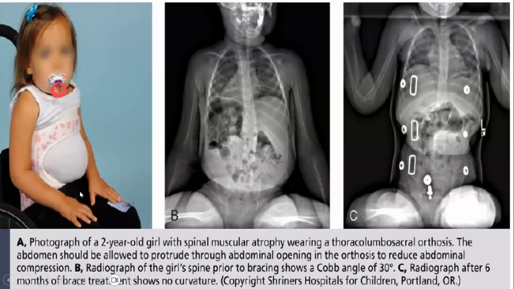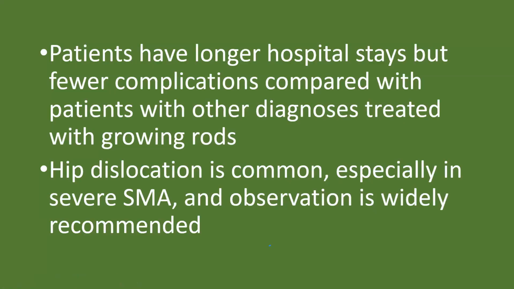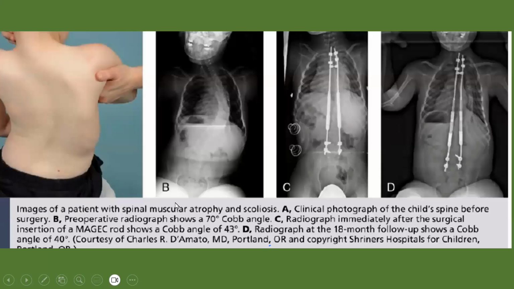This is a patient who has a corset. The tummy is coming out of a hole so as not to cause abdominal pressure. Patients have longer hospital stays but fewer complications compared with patients with other diagnoses treated with growing rods. Hip dislocation is common, especially in severe spinal muscular atrophy, and observation is widely recommended. This shows you scoliosis being treated in this patient.